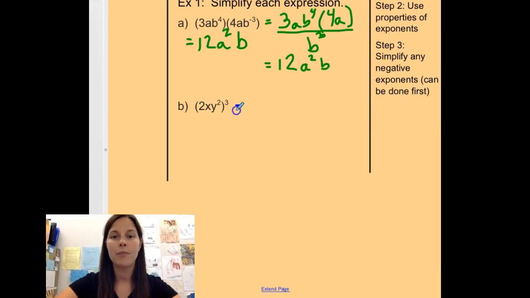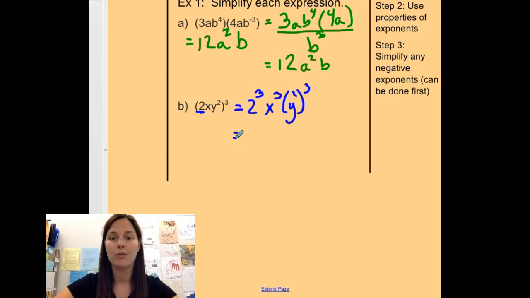Our next example, we have the power of a power rule. A lot of students try and treat a base, when it's a number, like an exponent, and they'll end up multiplying 2 times 3 instead of raising 2 to the 3rd power. So one way to combat that would be to just distribute that power first to each of the terms and then simplify. 2 cubed, 2 times 2 times 2 is 8. We have x cubed, and the power of the power rule, multiply that 2 and 3 together, and you get y to the 6th.